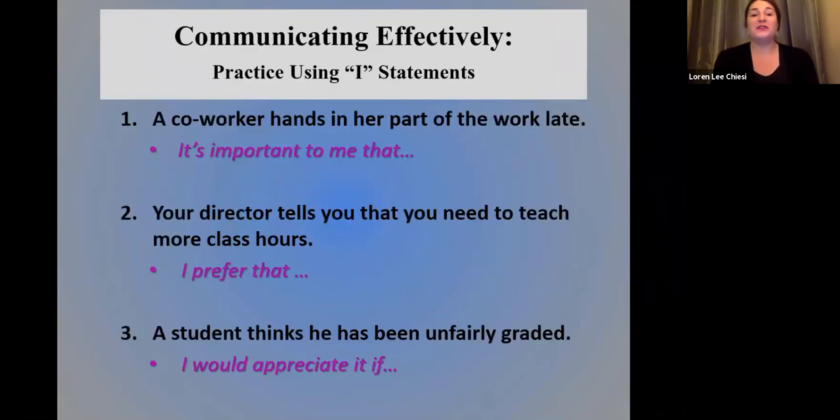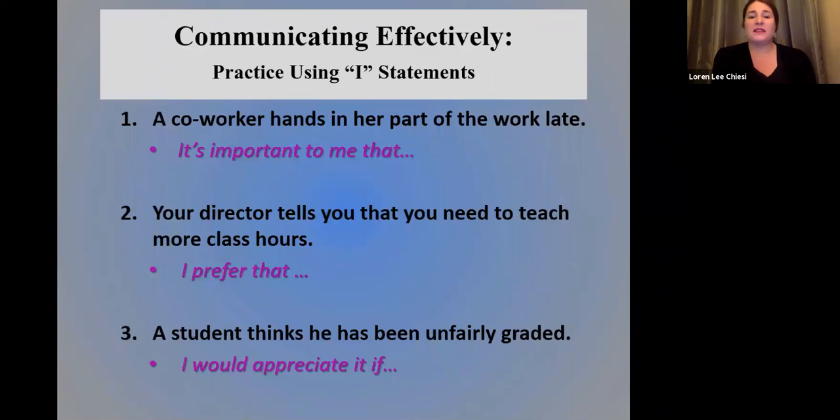Number 2, your director tells you that you need to teach more class hours. This has happened to me before. And how I would phrase something like that would be, I prefer that I have the opportunity to have extra time off, or I prefer that you talk to another teacher first as my schedule is very busy. Instead of just saying no or immediately saying yes, explain where you're coming from and talk about what your preferences would be in that situation.